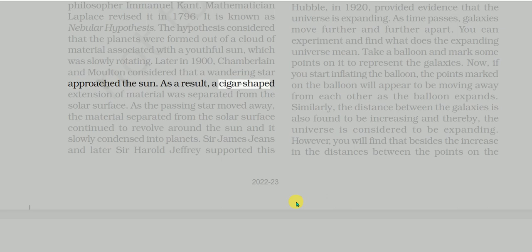As a result, a cigar-shaped extension of material was separated from the solar surface. As the passing star moved away, the material separated from the solar surface continued to revolve around the sun and it slowly condensed into planets. Sir James Jeans and later Sir Harold Jeffreys supported this.